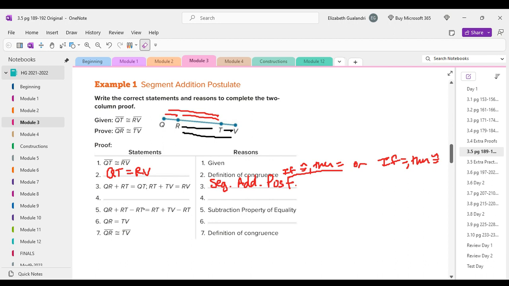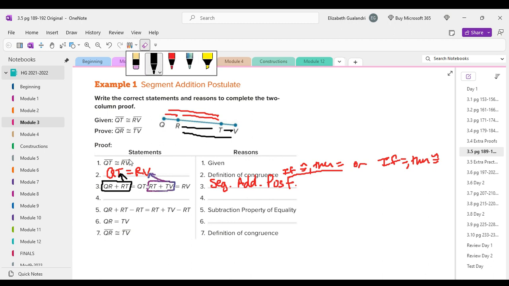Now, trying to follow through this proof of what they did on each end here, we have a substitution step that's going to happen in 4. So the substitution is that QR plus RT, which is equal to QT, can substitute in for QT. And then we also have a substitution of RT plus TV, which is equal to RV, and that can substitute in for RV. So that's my substitution that's going to happen here.